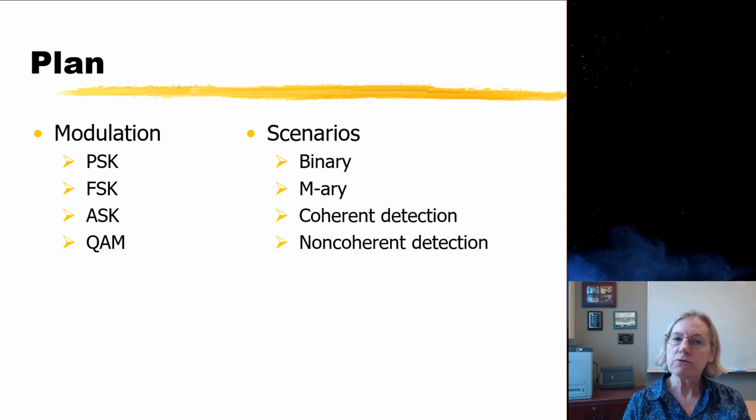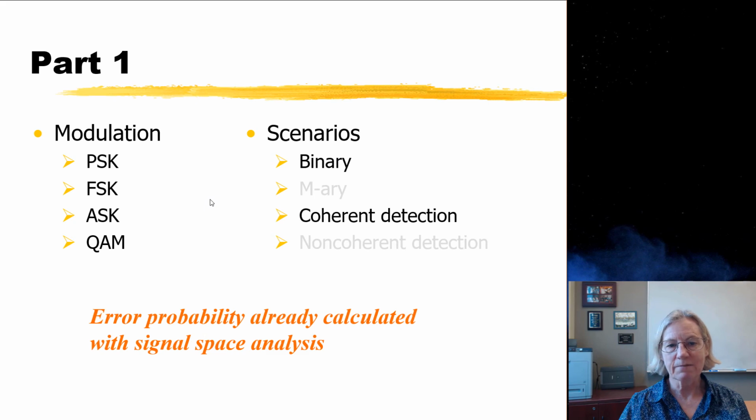So I've introduced to you now these different modulation formats. And of course, we've done the binary already, but we have to cover the M-ary analysis. And then we're going to have the choice. Do we assume that we know the phase and we're doing coherent detection? Or is the phase unknown and we're doing non-coherent detection? Depending on whether or not we assume that the phase is known, we're going to get a different type of receiver and we're going to get different performance. So we have to do the analysis for these. So different modulations, different scenarios that we'll be looking at.